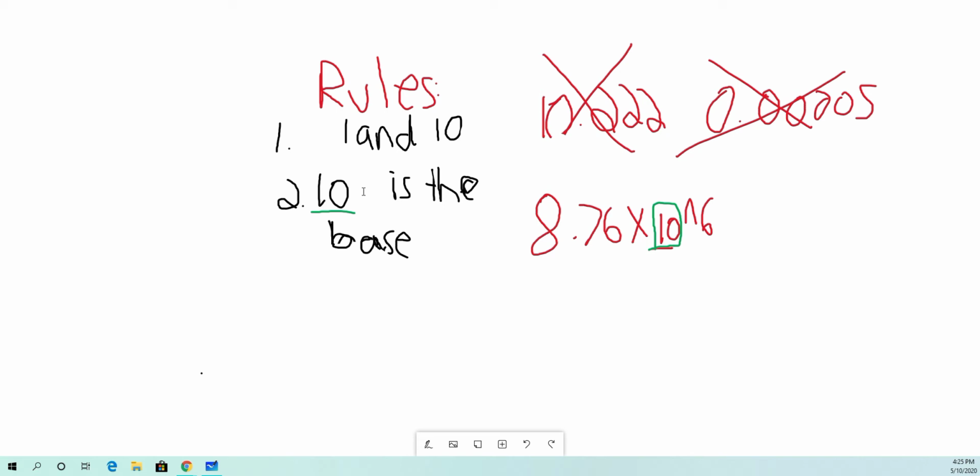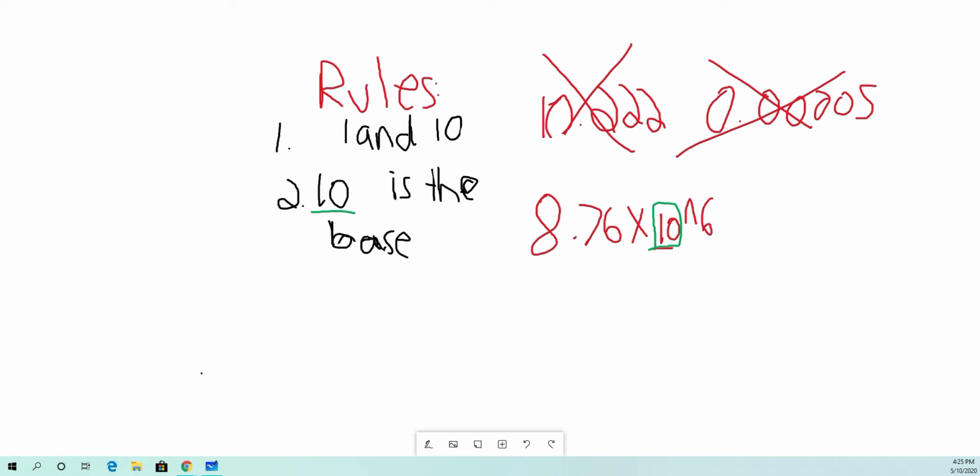So let's get started. The first thing we have to talk about when we talk about converting to scientific notation are the two rules. The first rule is your number that you create, this decimal that you create, cannot be 10 or greater. It has to be less than 10. It also has to be greater than 1.